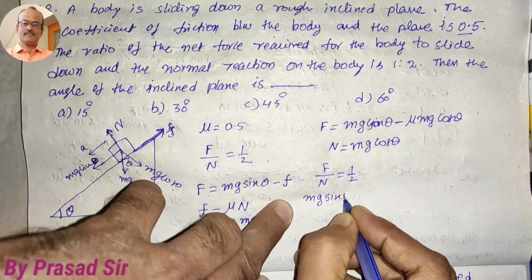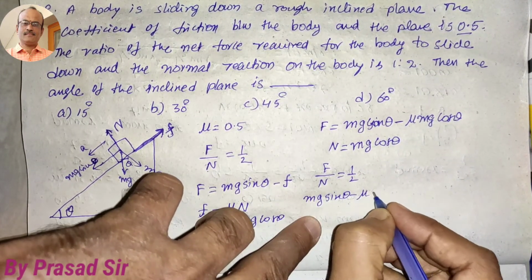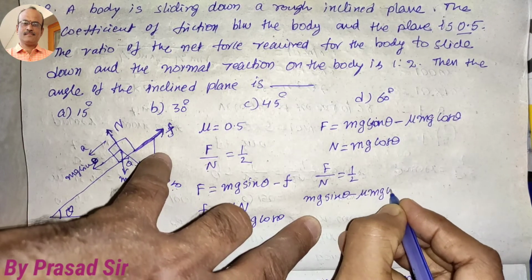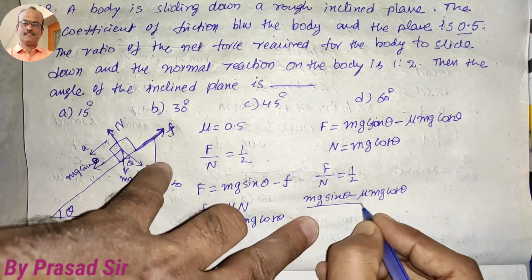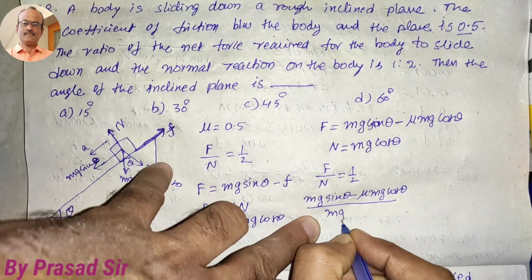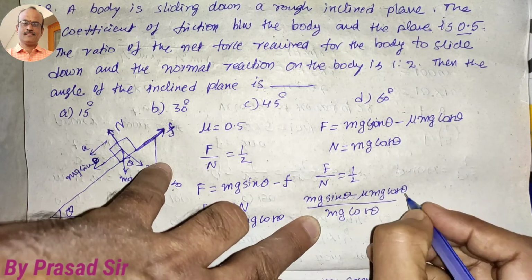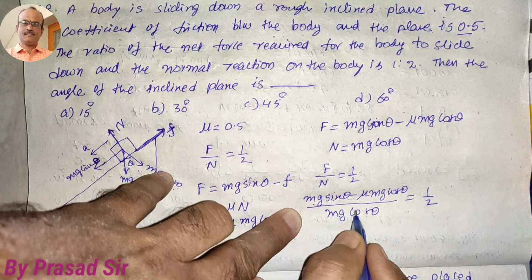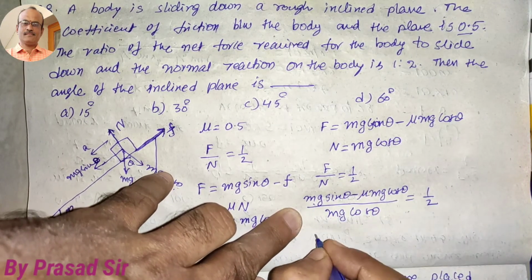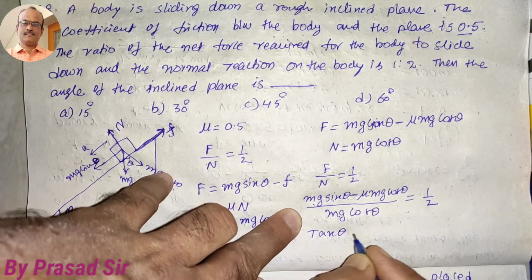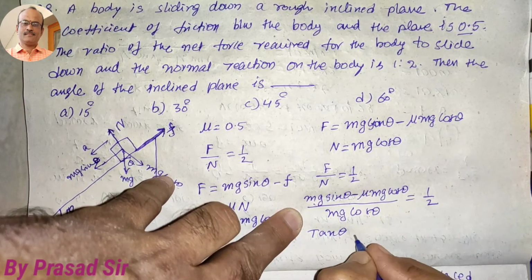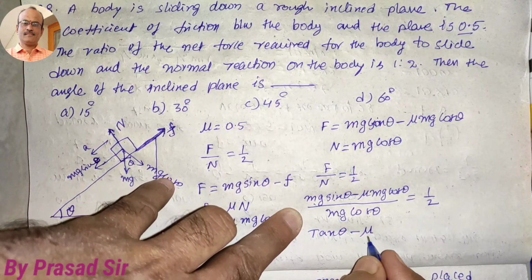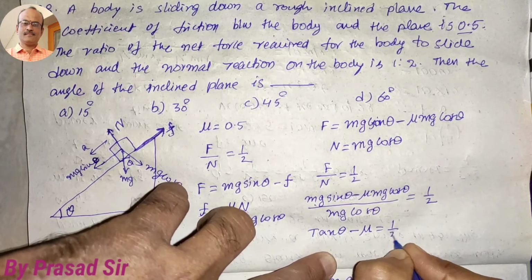mg sin theta minus mu mg cos theta divided by mg cos theta is equal to 1 by 2. mg cos theta cancels here. Sin theta by cos theta means what is that? Tan theta. So mu is equal to 1 by 2.